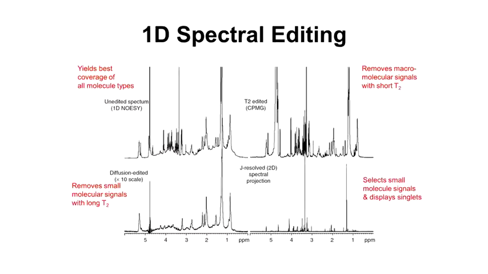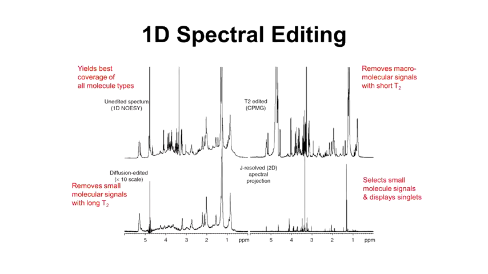As a rule, a 1D presat NOESY type experiment allows you to get the broadest coverage of most molecular types, both the proteins and the small molecules. And this has been known for a long time. And that's why the NOESY presat is almost the standard sequence used in every NMR 1D experiment. You can do T2 editing, and this is the CPMG, or Carr-Purcell-Meiboom-Gill pulse sequence. This has been around forever, probably since the 50s, I guess.